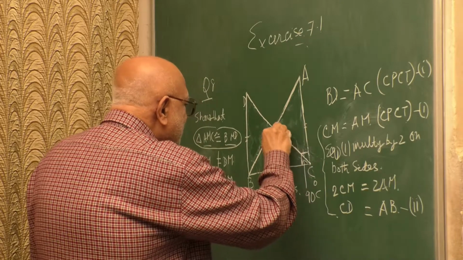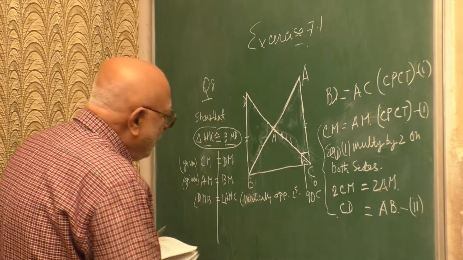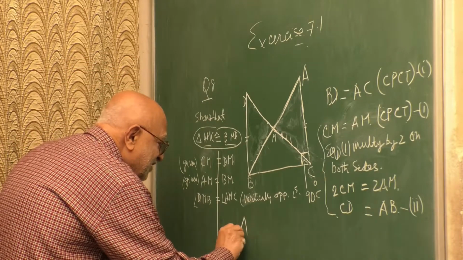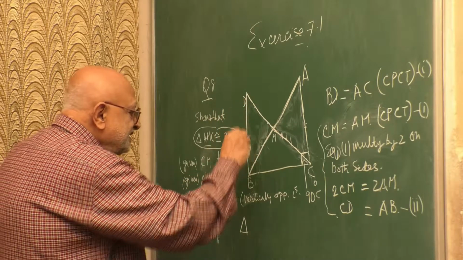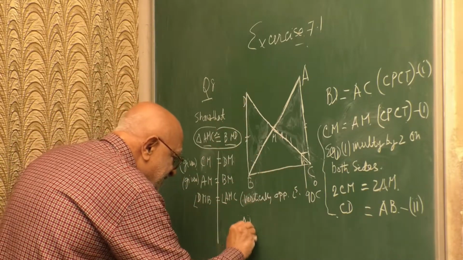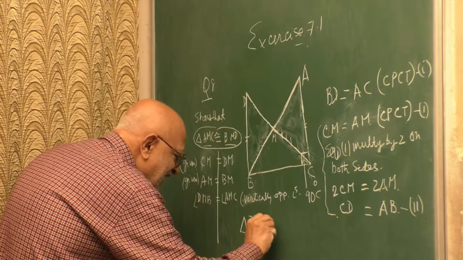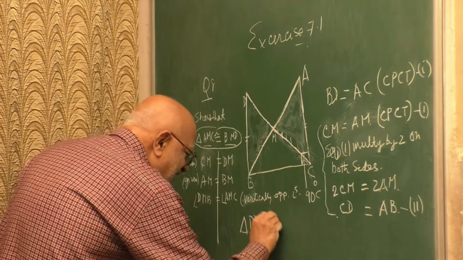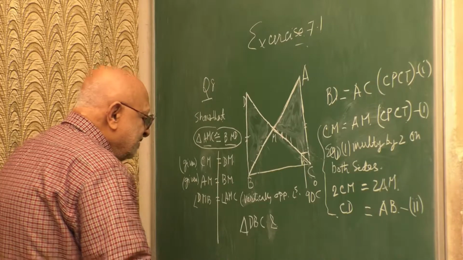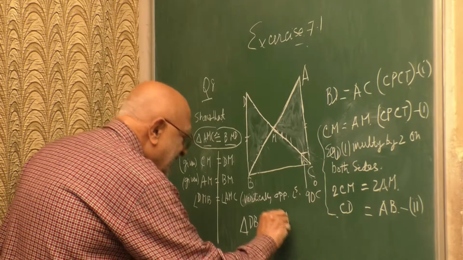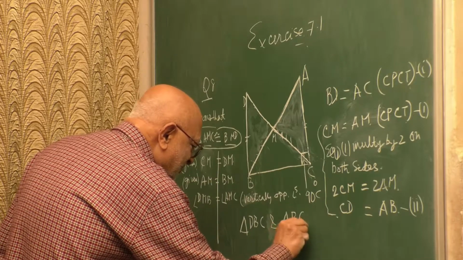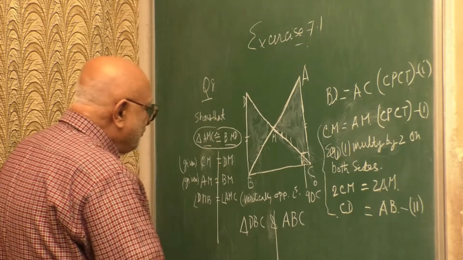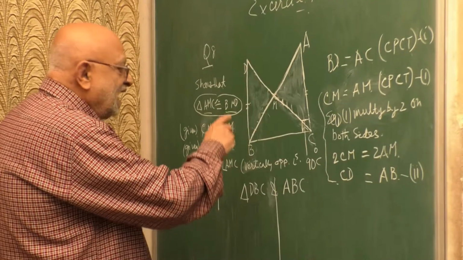Let us see what I want to do now. Now I want to take two triangles: triangle DBC, and this time I will use triangle ABC. Then I will again do the congruence criterion. From triangle DBC, I will have BD.